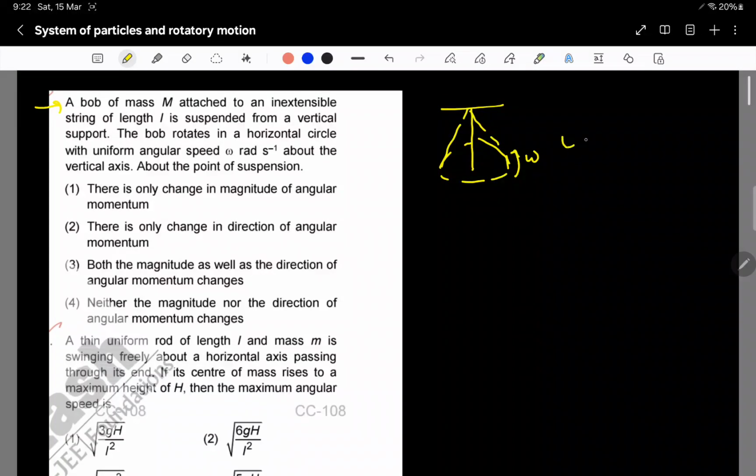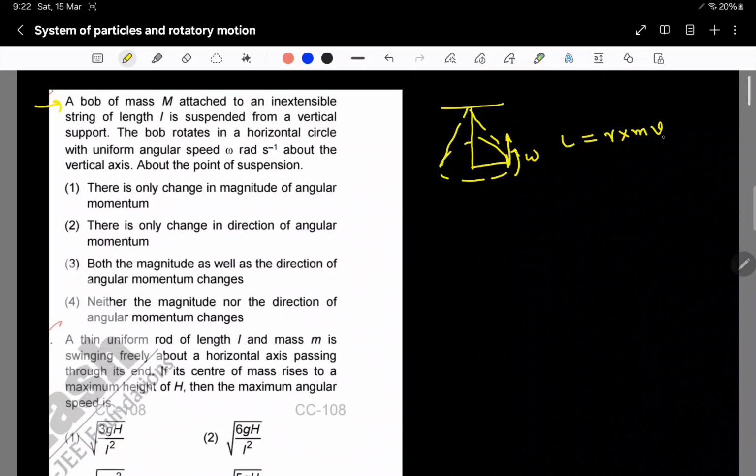Angular momentum L equal to r cross m v. Wherever you consider, the velocity vector and position vector are mutually perpendicular. That means the magnitude of L does not change, students. Actually L equal to mvr is constant, since v is perpendicular in all cases. So that option is wrong.